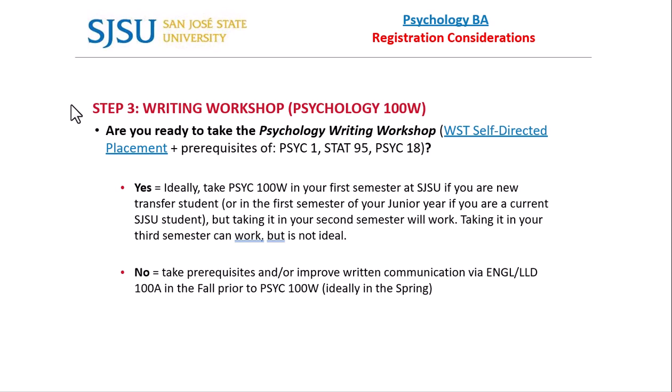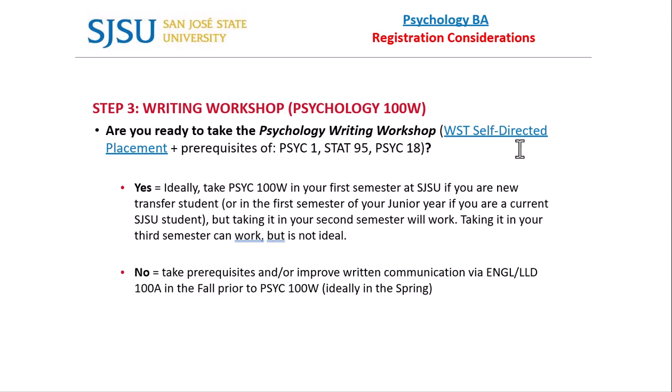To enroll in Psych 100W, you have to first complete Psych 1, Stat 95, and Psych 18. So if you have not yet completed those lower division prerequisites, again, that's a priority. You have to complete these before you can enroll in 100W. Also, the university will not let you enroll in 100W until you have completed the WST self-directed placement test. Here's a link to that placement test. You have to complete it.